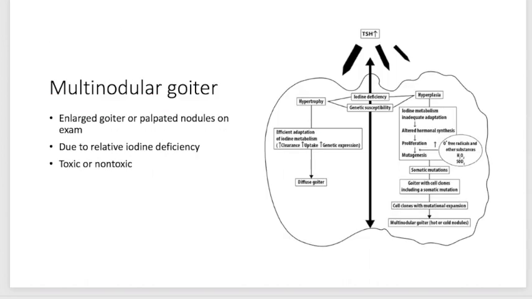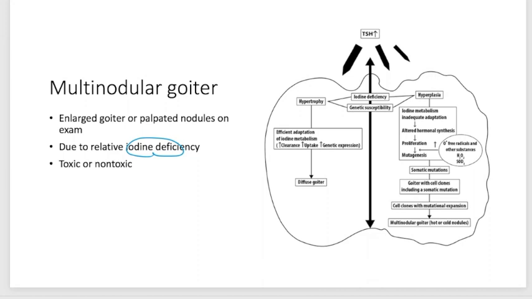Moving on to the multinodular goiter. So this is an enlarged goiter or palpated nodules on exam. So what happens is we have hypertrophy and hyperplasia. It is iodine deficiency and genetic susceptibility. And in the industrialized places, it is usually due to a genetic susceptibility. In unindustrialized, it's due to a relative iodine deficiency. A lot of times they do not have iodine in their diet, and they come in with these iodine deficiency states, which they'll have a goiter.